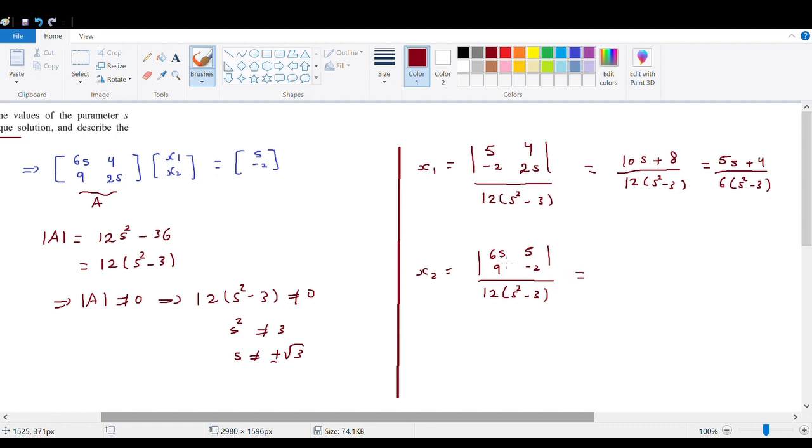So for this one, 6s multiplied by minus 2 will be minus 12s, then minus 45, divided by 12s² minus 3. We can divide all by 3, and we get minus 4s minus 15 divided by 4s² minus 3.